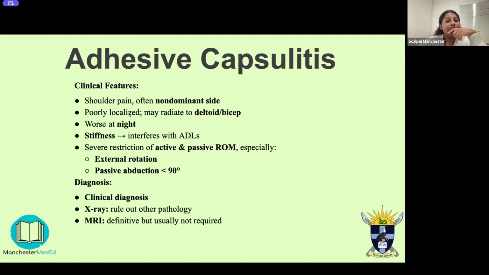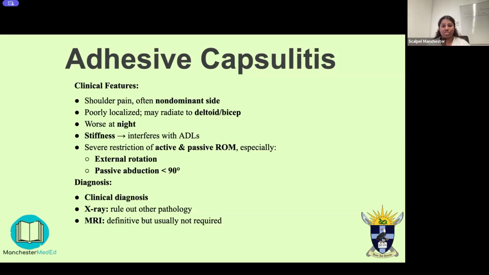Yep. So the clinical features would be shoulder pain. Mostly, immobilization is a key feature of, or a risk factor for, frozen shoulder. My dominant side is my right side, so my left side is more at risk of adhesive capsulitis. It's poorly localized and it might or might not radiate to the deltoid or bicep.